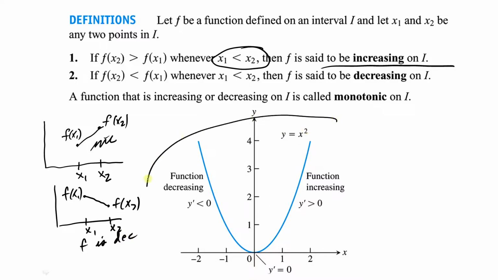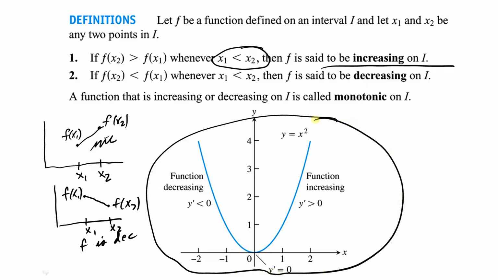Now, here we see the function y equals x squared as an example, and we see that on the first interval the function is decreasing, and notice that the first derivative is less than 0. So if the first derivative is negative, the function is decreasing, and if the function is increasing, as you already know, the first derivative has to be more than 0.